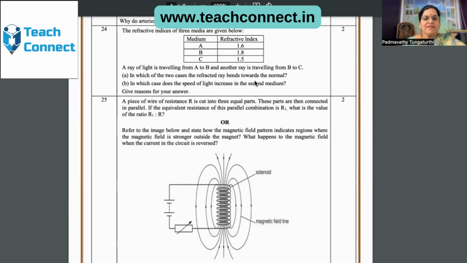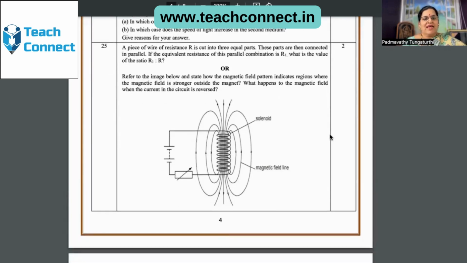In which of the two cases does the refracted ray bend towards the normal? It is in the first case. In which case does the speed of light increase in the second medium? When it is moving from a denser medium to a rarer medium. Give reasons for your answer.